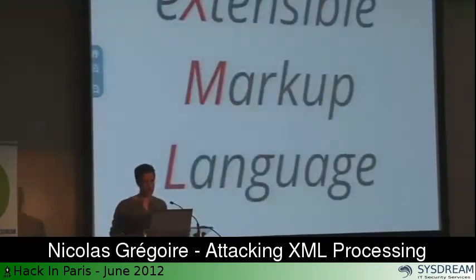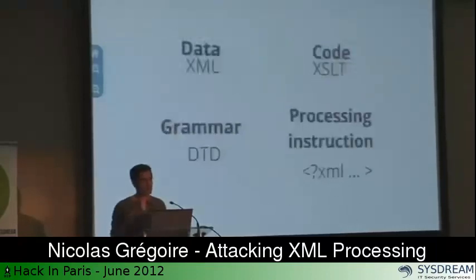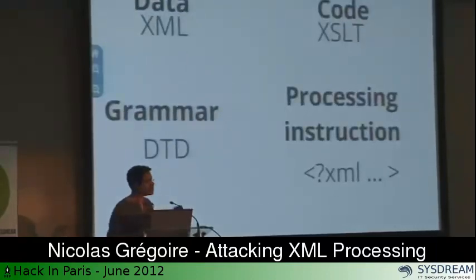The last term is language, meaning that XML is not data only. You could have some data, of course, but you can also have some code in XSLT form, which is still valid XML. You can have some grammar, which will describe the document. This is the document type definition. It's still valid XML. And you have some processing instructions, something similar to the PHP one, which will instruct the XML parser to do this kind of processing on the document.